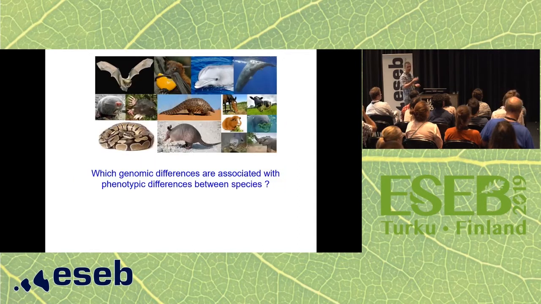So in the genomic era, all the species shown here, and of course many more, have sequenced genomes. And this allows us now to address a key question, and that is, what are the differences in the genomes that are associated with particular traits that differ among these species? And this is the main question that my lab is interested in.